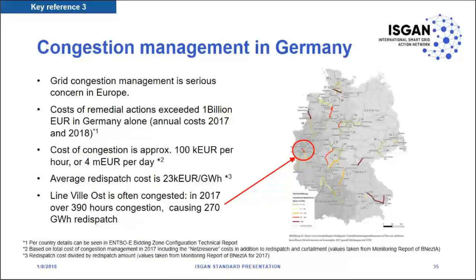And we go to the third example, which is from Germany, where there are vast amounts of congestion on a daily basis. This is known to be mainly caused by increasing wind power installations in the north of the country, which needs to be delivered to the demand centers in the south of the country. This is compounded by the exiting nuclear and coal power plants, which are in the south, and they're being phased out at the moment.